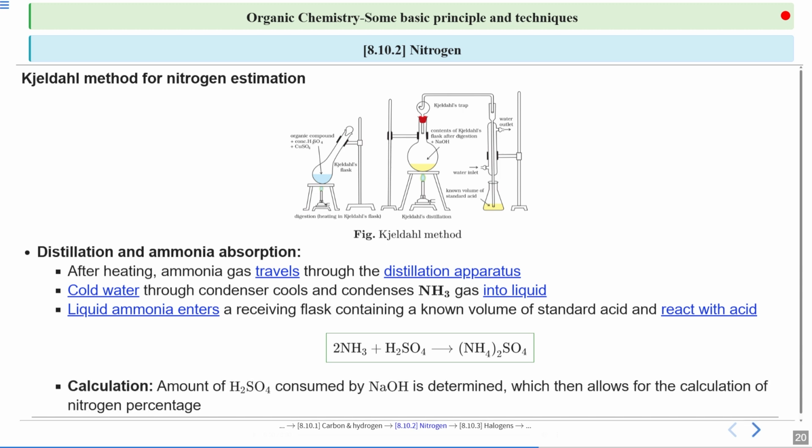Finally, we calculate the amount of nitrogen by determining how much sulfuric acid was neutralized by the ammonia. So ammonia is acting as a base and sulfuric acid is acting as an acid, using a titration with sodium hydroxide. So this calculation gives us the percentage of nitrogen in the sample. Understanding this process is vital for accurate analysis in both research and industry. We will continue with more detail.